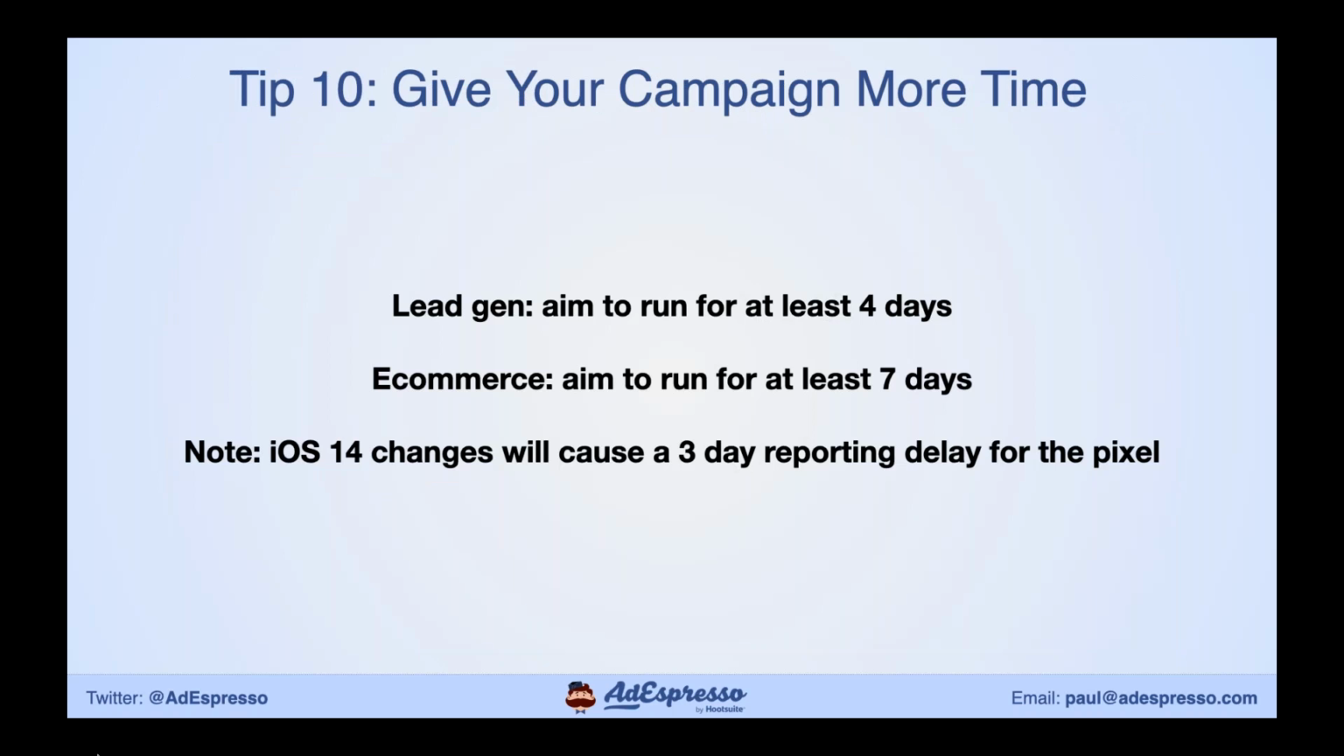And then another little tip here, we're nearly at the end, just a couple more tips to go. Give your campaign a bit more time. With lead generation, aim to run for at least 4 days. You do get day-to-day random variation depending on weekends, public holidays, and so on. With e-commerce, you can get what's called delayed attribution. There can be a delay from when people click on the ad to buying. Maybe they wait for the weekend, maybe they wait for payday, things like that. Try and give the ads about 7 days.